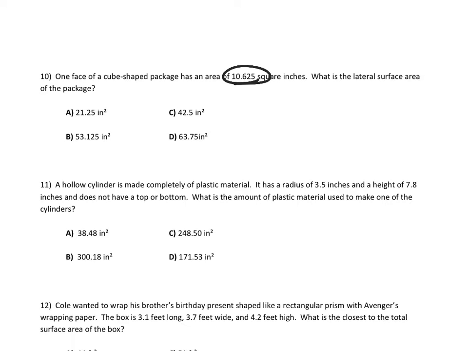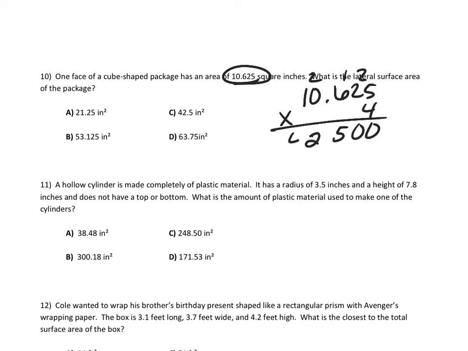Okay, if it's a cube, how many sides does it have? It has 6 sides, right? But if we're doing lateral, we're only doing 4. So we're going to say 10.625 times 4. Okay, and you're going to get 42.5, which is answer choice C.